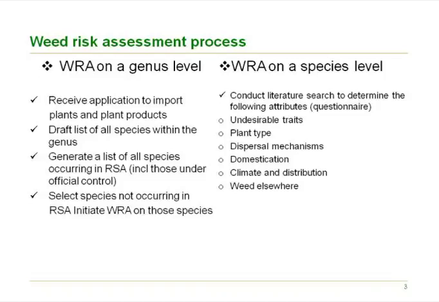So we ask questions on the undesirable traits that the species possesses, the plant type, whether it is grass or any other type of plant, the dispersal mechanisms or propagules of that species, whether it has been domesticated or not, the climatic requirements and distribution of the species, or whether it is a wild elsewhere. So there are 49 questions under those attributes.